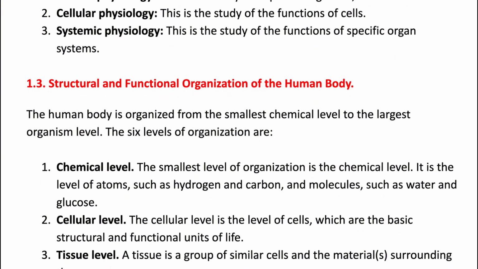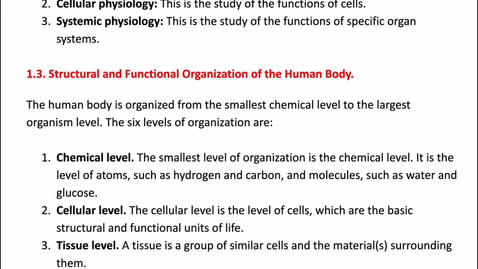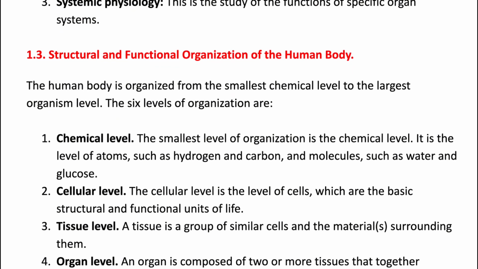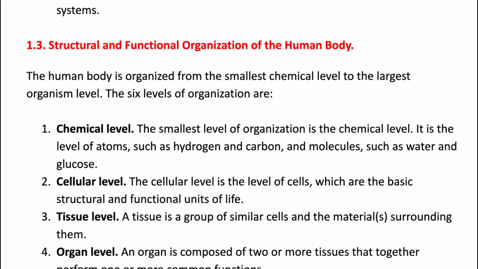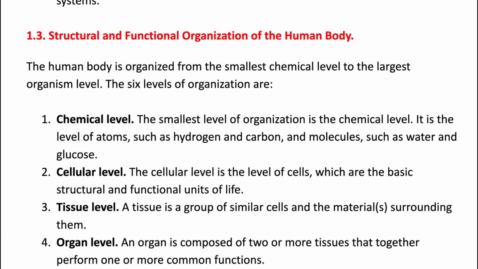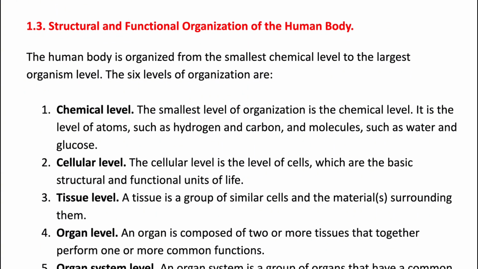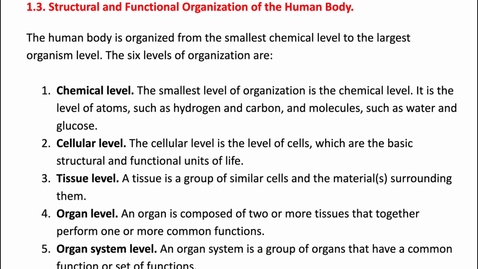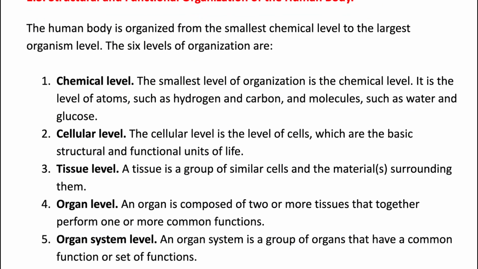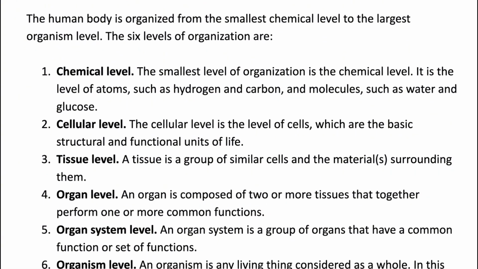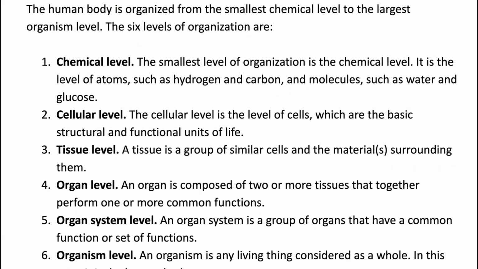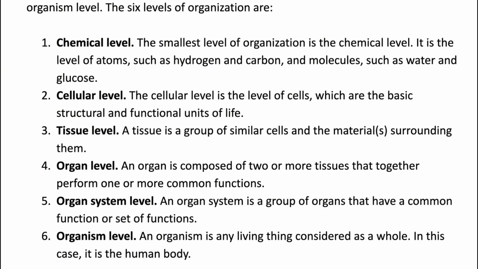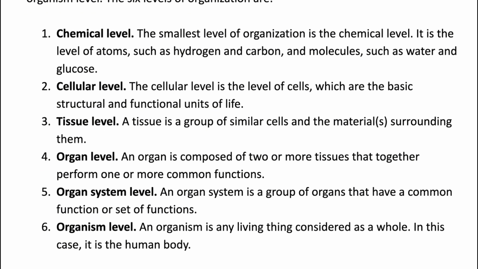2. Cellular level. The cellular level is the level of cells, which are the basic structural and functional units of life. 3. Tissue level. A tissue is a group of similar cells and the materials surrounding them. 4. Organ level. An organ is composed of 2 or more tissues that together perform one or more common functions. 5. Organ system level. An organ system is a group of organs that have a common function or set of functions. 6. Organism level. An organism is any living thing considered as a whole. In this case, it is the human body.